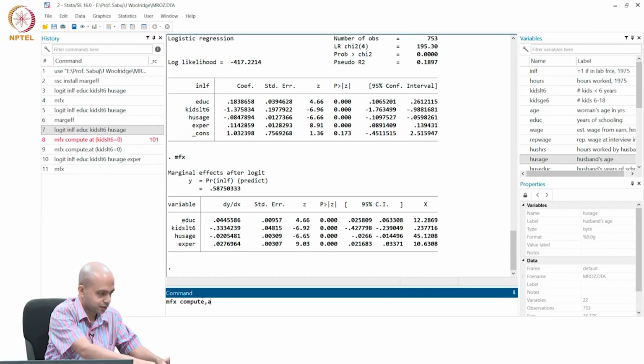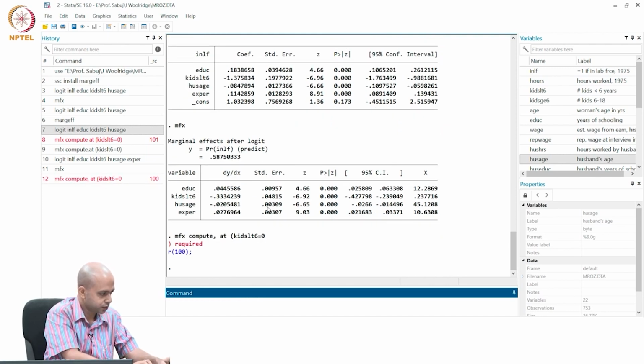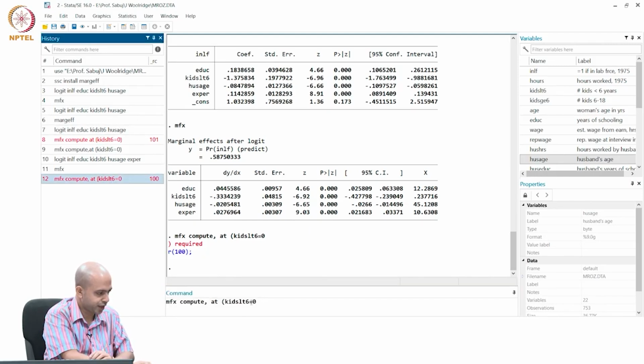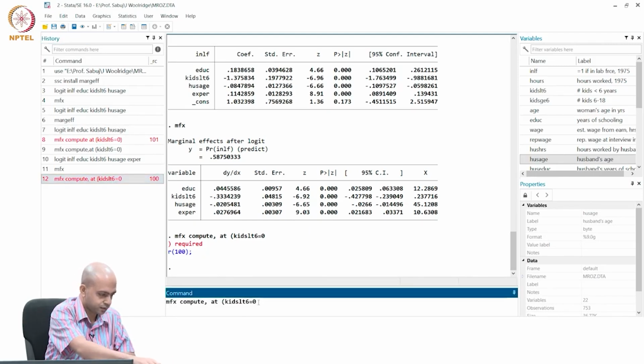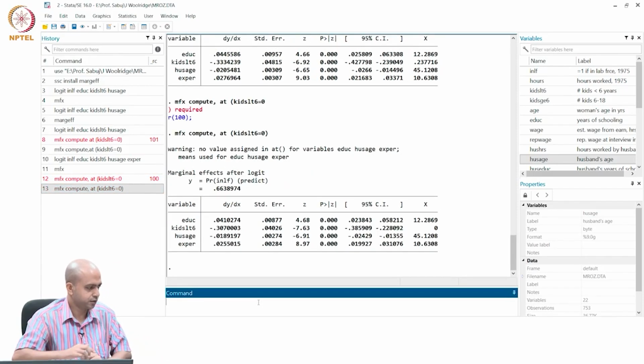Now if you put mfx compute, what is the command I put? At, in the bracket, kids LT6 equals to 0. mfx compute, you have to end the bracket and then enter. Yeah.